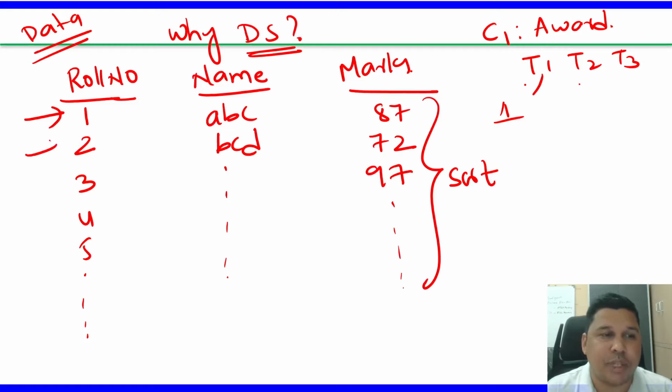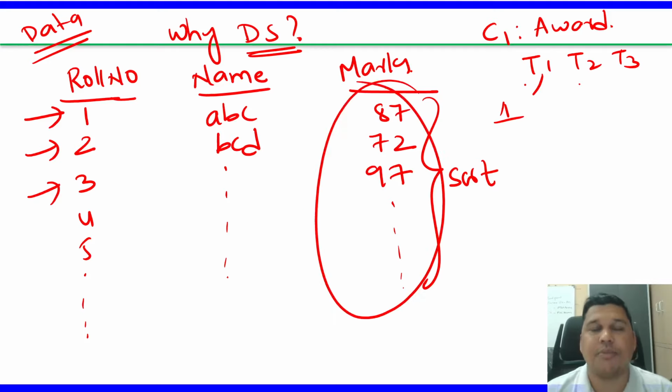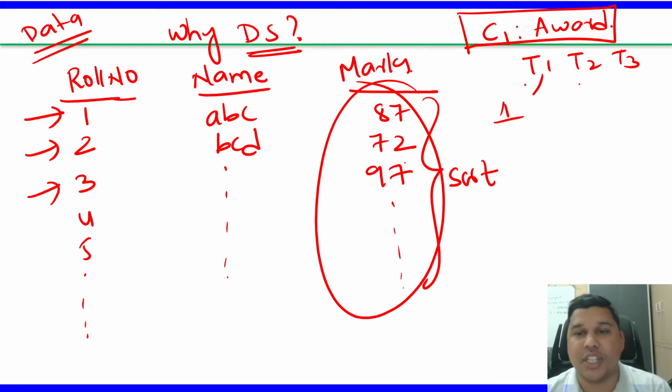Then the second record will be the second prize winner. If I do descending order sorting, then the third record will be the third prize winner. Then it is very easy for me to find out who is the first, second and third topper. For that, I am putting some additional effort in sorting the data. I am trying to sort this data with respect to marks, because my criteria is to give the award based on the marks. Okay, this step is clear.